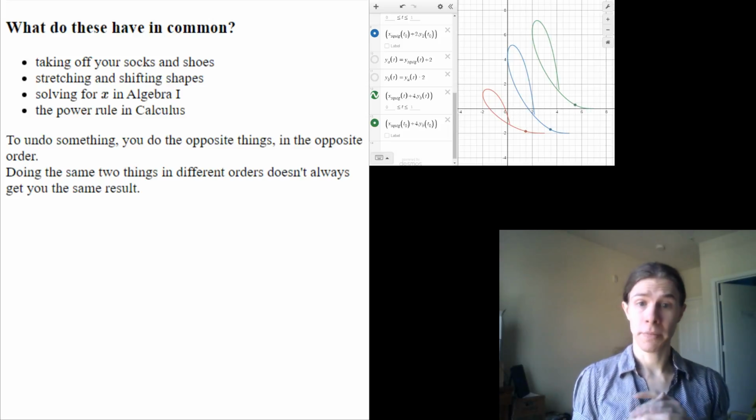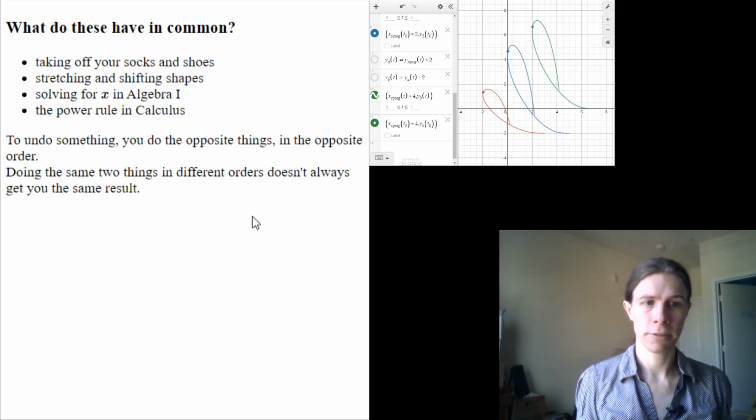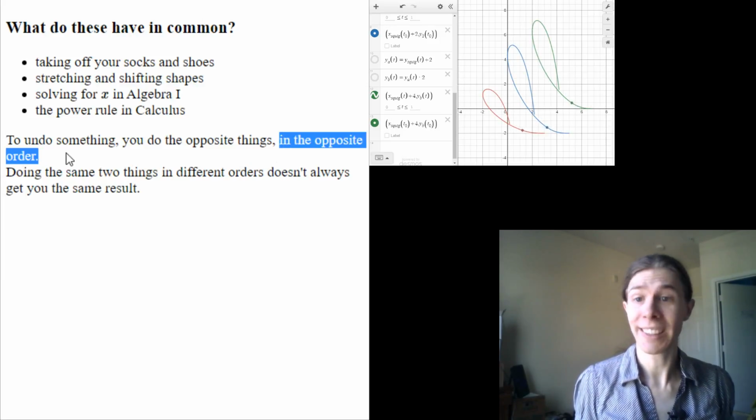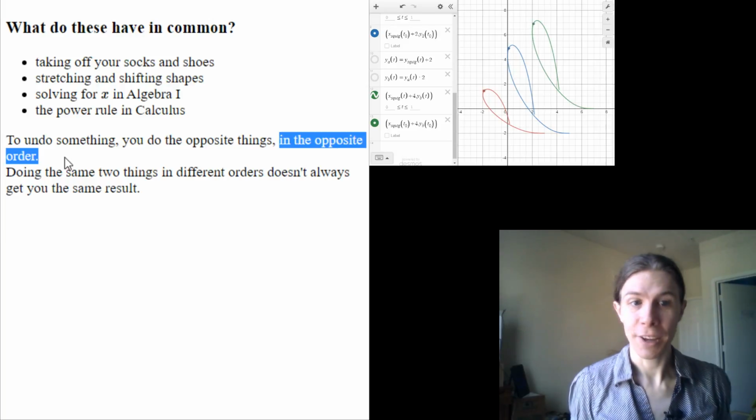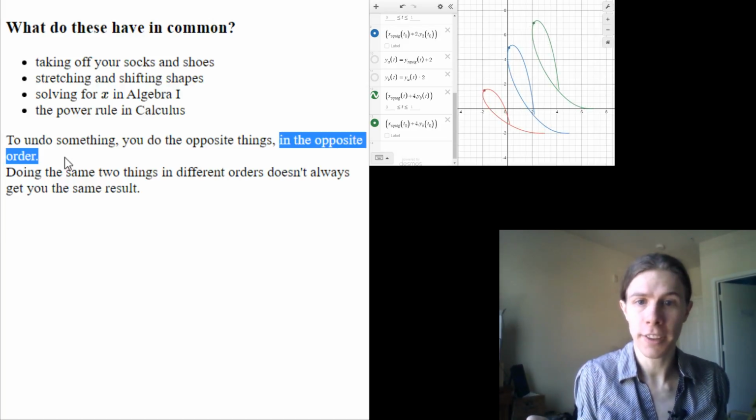And that makes sense, because if doing the same two things in different orders always got you the same result, this phrase wouldn't need to be here. It wouldn't matter if I was doing them in the opposite order or not. I undid each of the things. It should be fine.